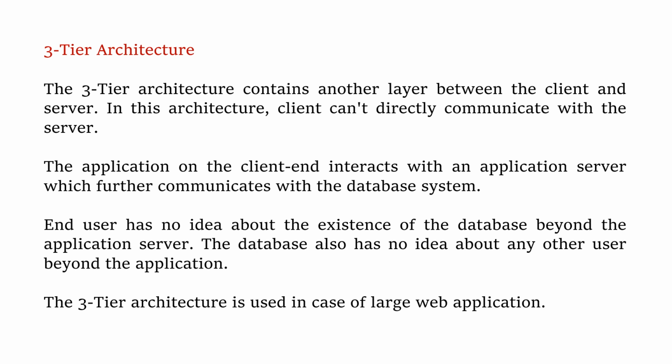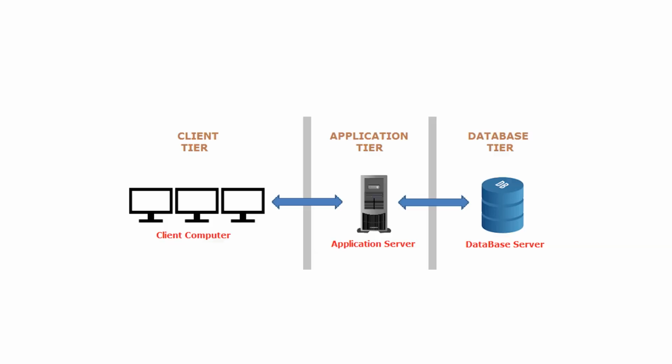So this three-tier architecture is used in a large web application. And this is the diagram for the three-tier architecture where it has three tiers. One is the client tier, application tier, and the database tier. And this application tier is the layer that is between the client and server side. So this application server communicates with the user and the database. So this is all about the three-tier architecture.